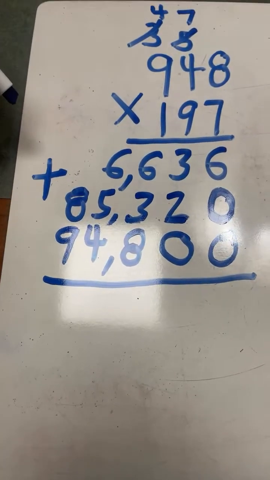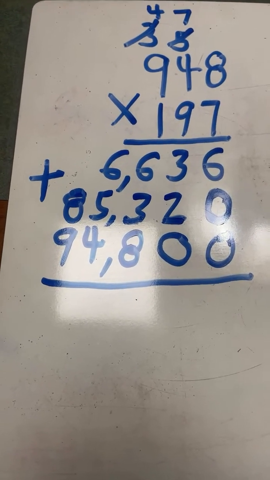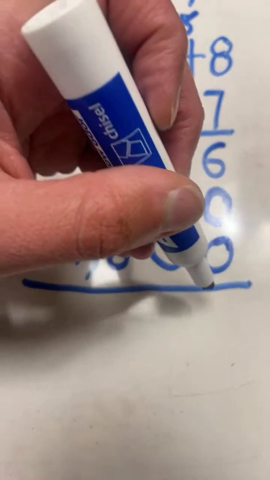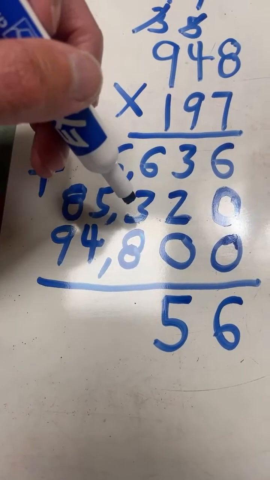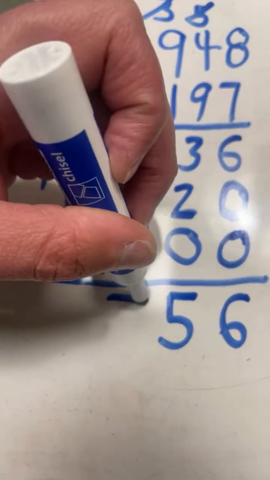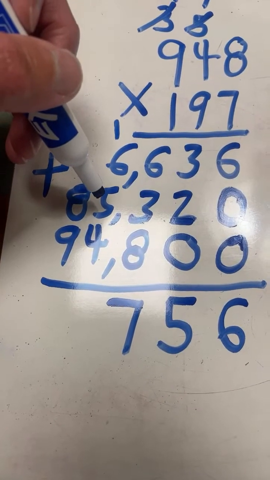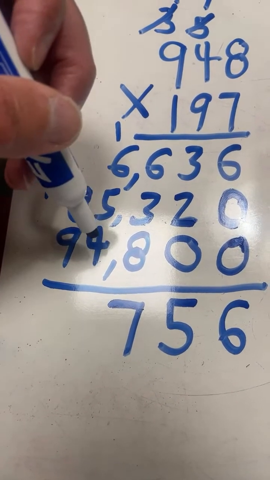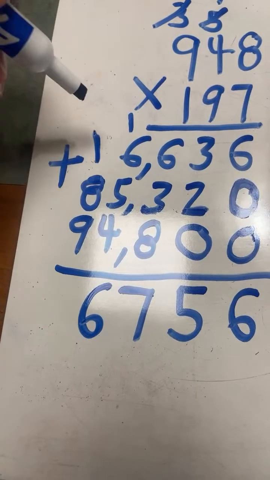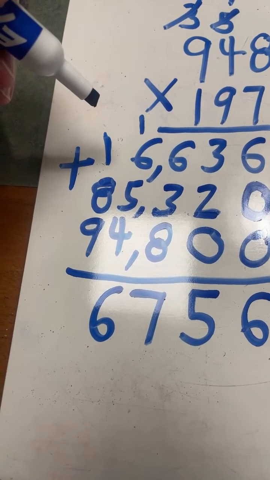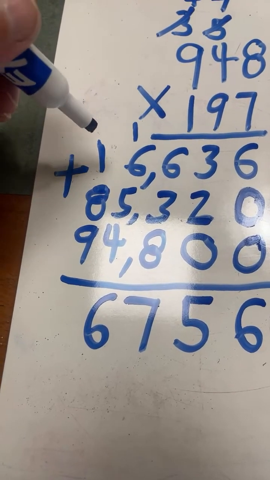That's why you need to take your time and not rush. Because if you rush, it's easy to make mistakes. All right, 6 plus 0 plus 0 equals 6. 3 plus 2 plus 0 equals 5. 6 plus 3 equals 9, plus 8 equals 17, 7 carry the 1. 6 plus 5 equals 11, plus 4 equals 15, plus 1 equals 16, 6, carry the 1. 8 plus 9 equals 17, plus 1 equals 18.